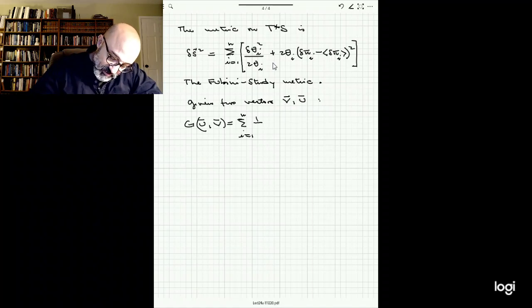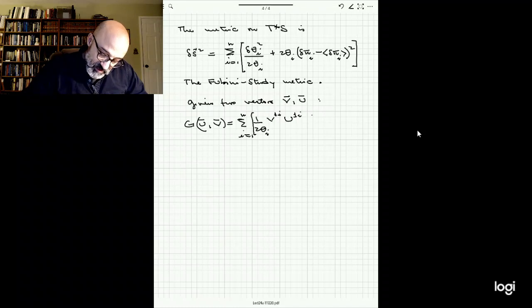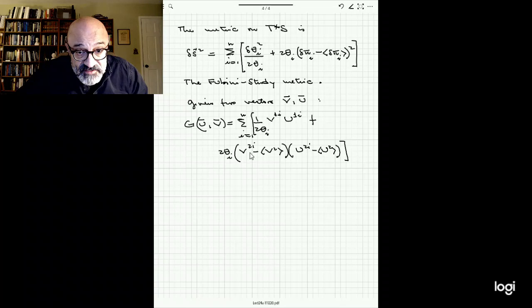So we would have something like that, and then here we're going to have the components, the theta components of the 2 vectors. That corresponds to that first term, plus 2 theta I, and then here we will have the pi components of the 2 vectors. And now we finish. So you can see that this metric is still kind of messy.